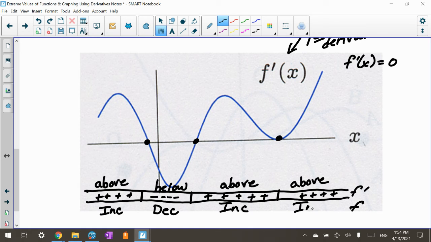So my original function is continuing to increase. But right here, we have a critical point. So let's talk about what is our local max and min. If this is increasing, then decreasing, this is a critical point, and it's a local max, because it's increasing and decreasing on our original function, f. Here, I'm decreasing, then increasing, so this looks like our local min of our original function, f.